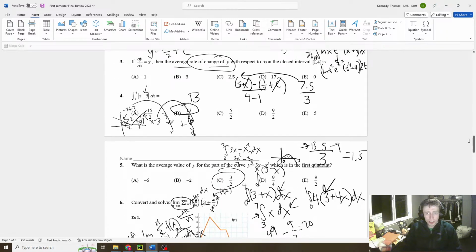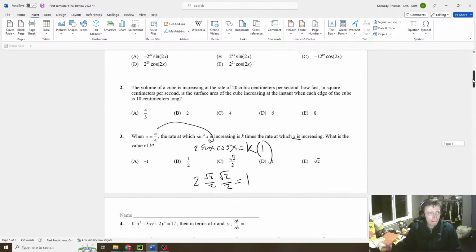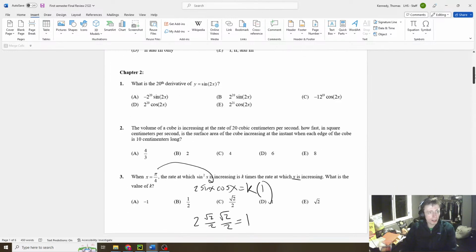Chapter 2, question 2. The volume of a cube is increasing at a rate of 20 cubic centimeters per second. So, side of the cube, derivative, s squared ds dt, 20. The rate of change of the volume. How fast in square centimeters per second is the surface area of the cube changing?